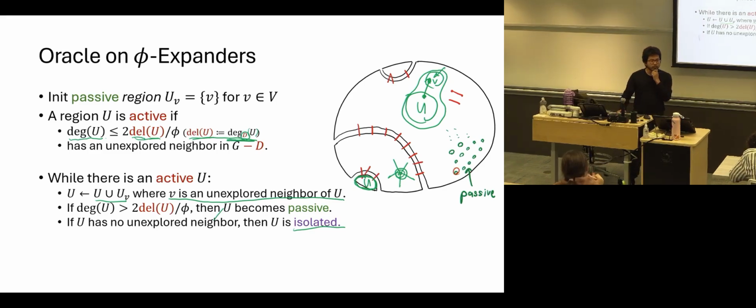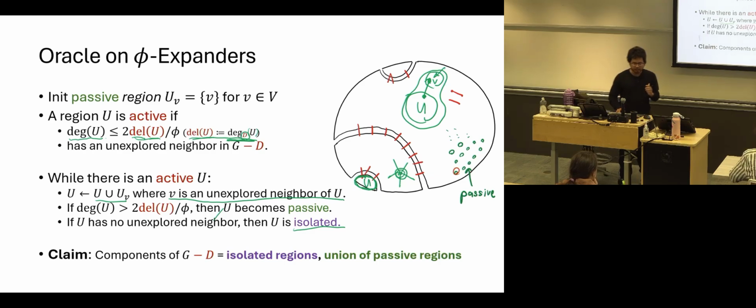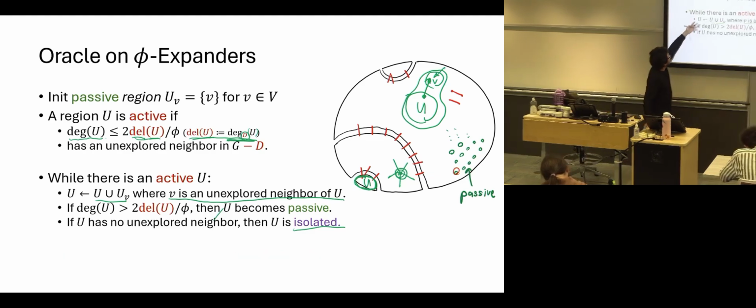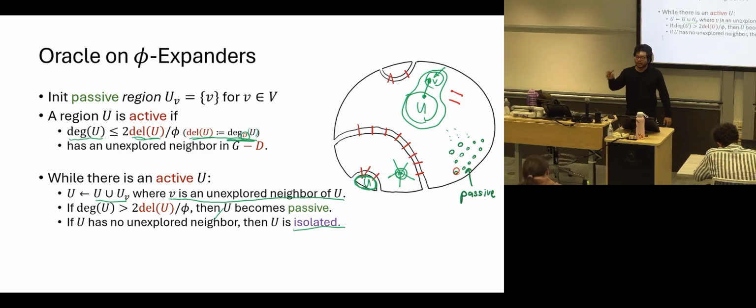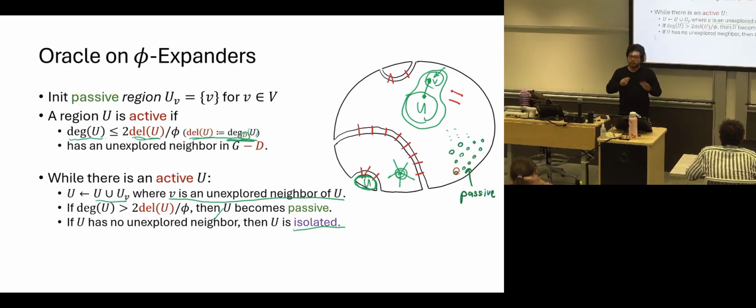So that's the algorithm. At the end, when I keep doing this, you know that you're going to have only passive regions or isolated regions. There's no active thing left, just passive or isolated. For the isolated one, you know that this is just one connected component after the deletion. You have identified the whole thing. You cannot go further. So you're going to get a bunch of isolated ones, each of which you know is just one single connected component, and a bunch of passive regions.